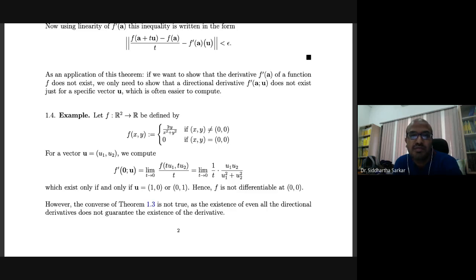If it has to be differentiable at the origin, it has to be continuous at the origin. It's one of the results we have seen in the last lecture. So that way also you can prove it, but this is a much easier check. One line check, and immediately you can conclude that the function is not differentiable at the origin.